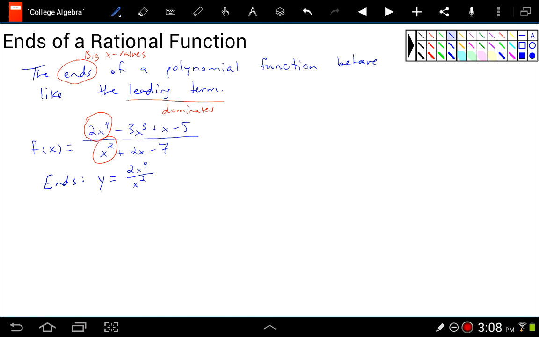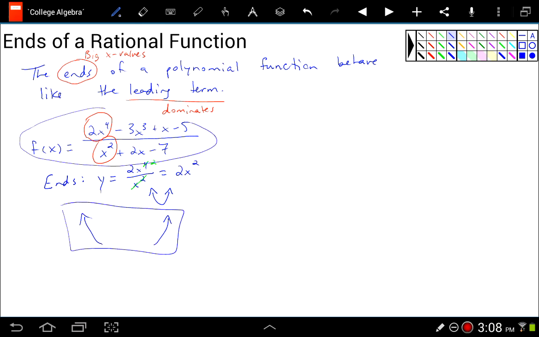And this ratio reduces. I can cancel the two x's on the bottom with two of the x's on the top to leave 2 on top. So the ends of this function behave like y equals 2x^2. And we know that 2x^2 looks like this, so the ends of this function behave exactly the same way. Okay? So those are the ends of this rational function f.